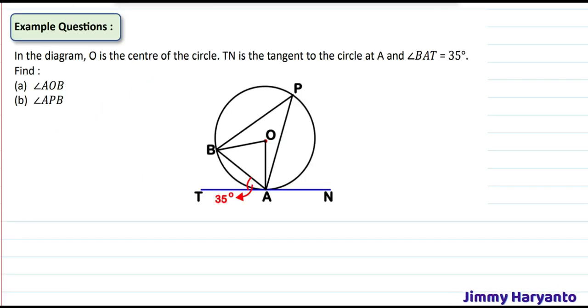Okay guys, let's apply the concept into the example questions. In this example question, you already see the image. There is 35 as the angle of BAT, and then we also have a tangent line TAM. First I want you to take a look at the radius. The question gives you this angle 90 degree, because of the tangent and the radius.